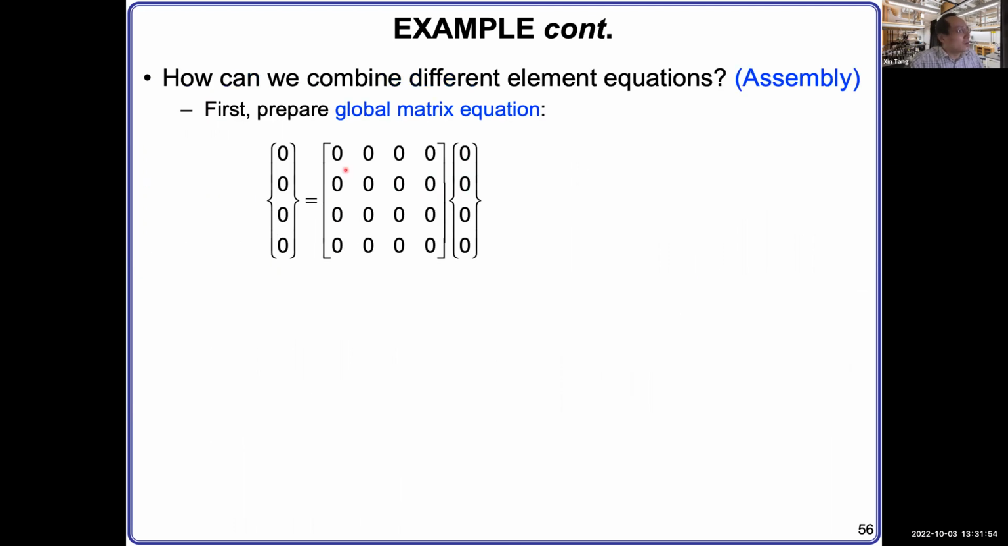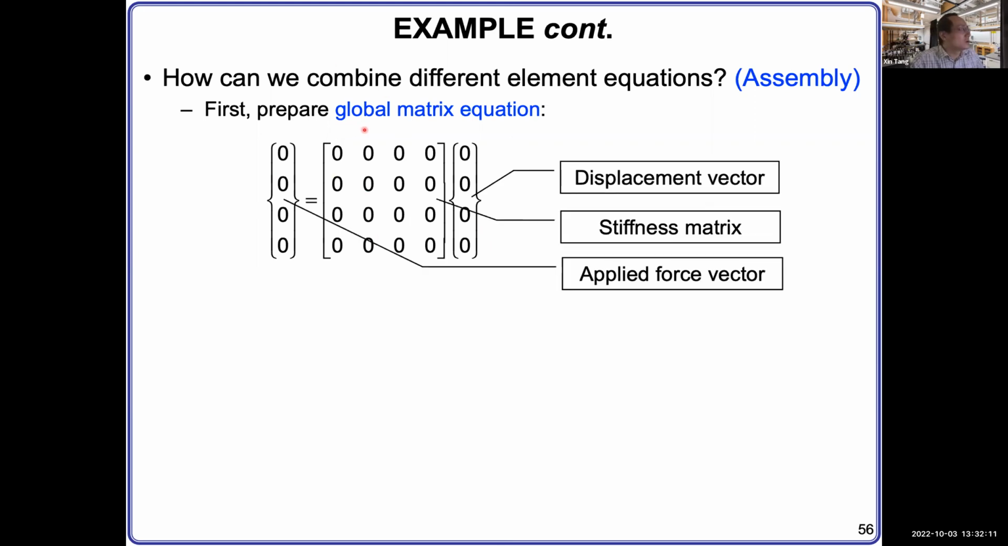And then we can assemble them together. So we have 4 nodes. Then we will assemble a 4x1 vector, a 4x4 matrix, and a 4x1 vector. And then we start to prepare the global matrix equation. So we always have the stiffness matrix times the displacement vector equal to a force.